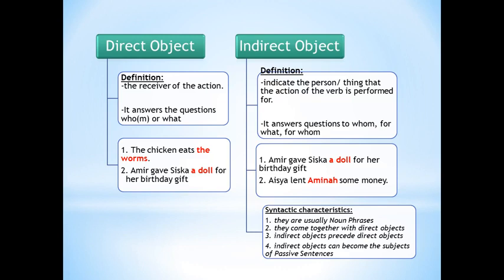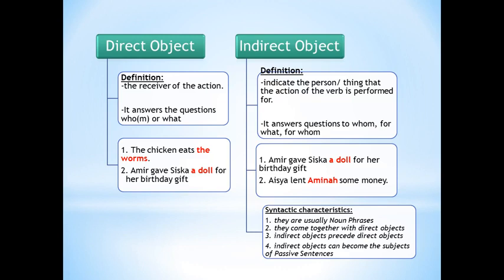Dalam contohnya, Amir gave Siska a doll for her birthday. Nah, dalam kalimat ini indirect objeknya adalah Siska. Dan dalam kalimat Aisyah lend Aminah some money, indirect objeknya adalah Aminah. Sedangkan some money adalah direct object.